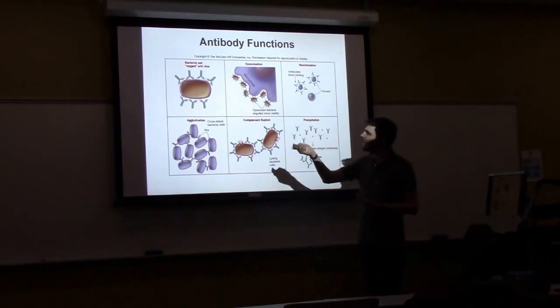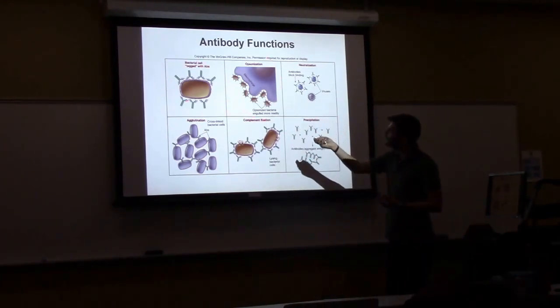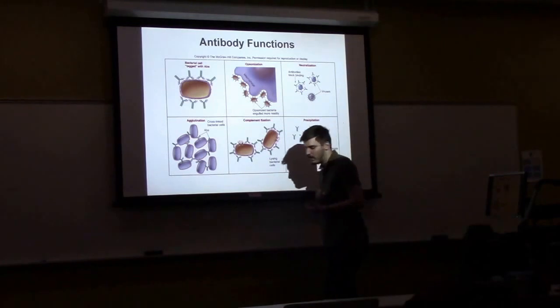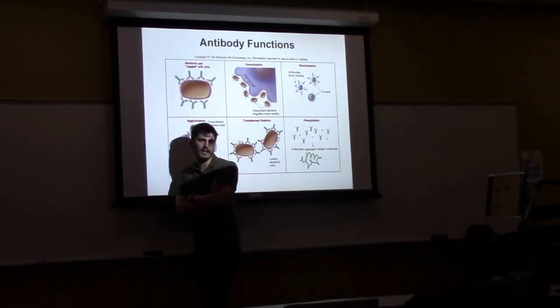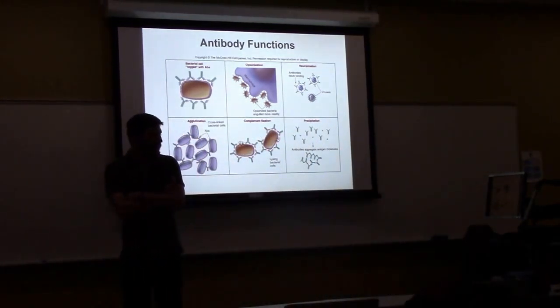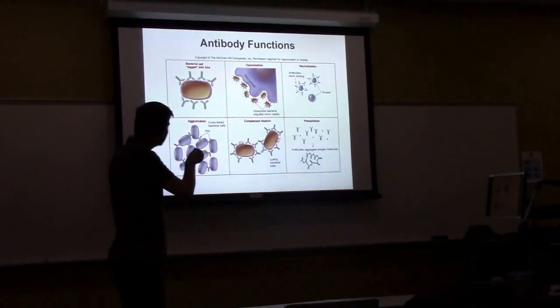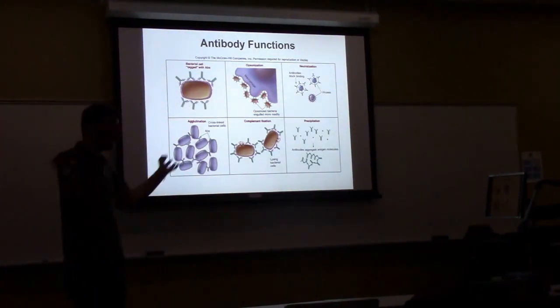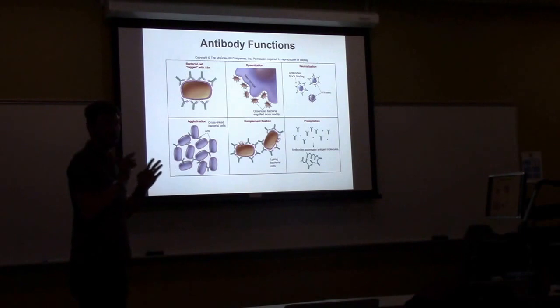Not only does this tagging slow them down, but it also makes them tastier to phagocytes. This is a process known as opsonization. Now when a phagocyte sees these antibodies on the cell, they freak out and they know right away, I'm going to eat that and I'm going to get rid of it. No questions about it.